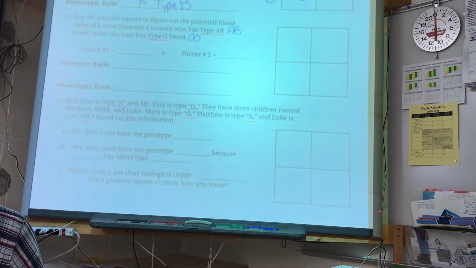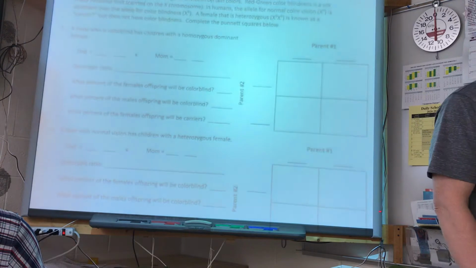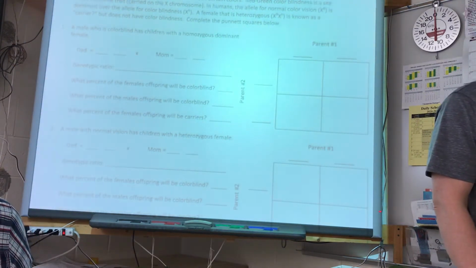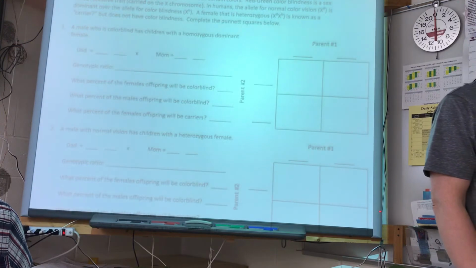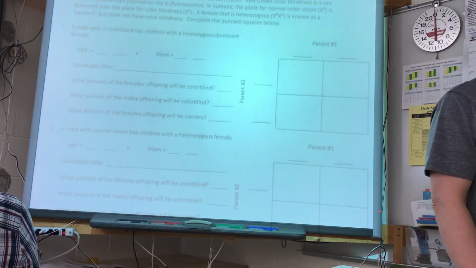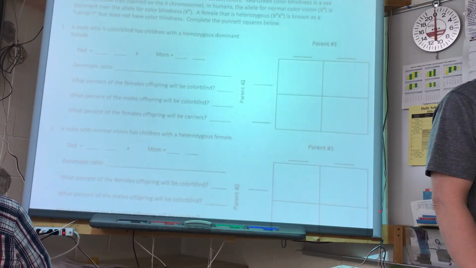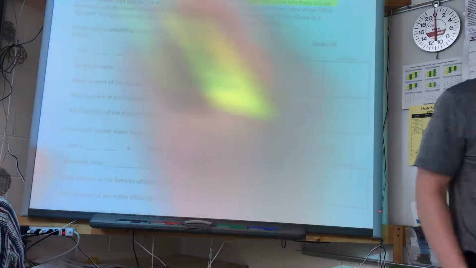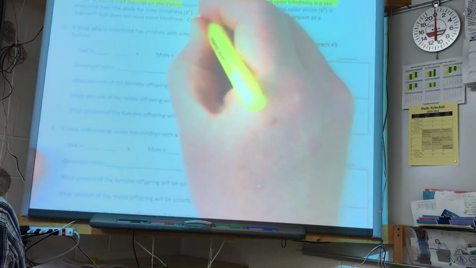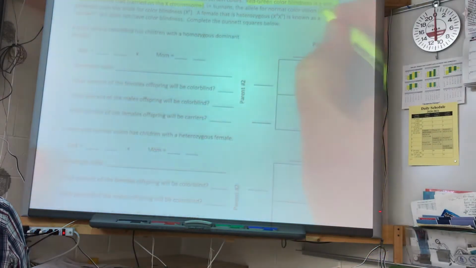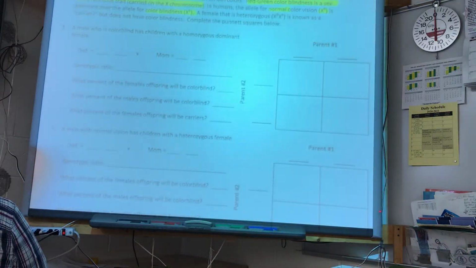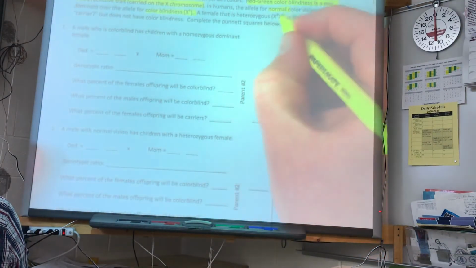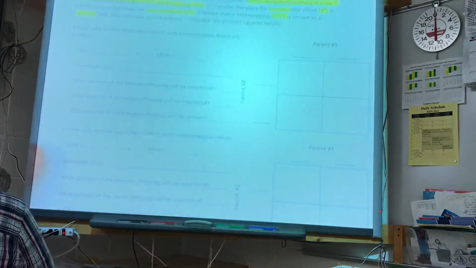All right, then the last mode of inheritance is something called sex-linked. Just to review, sex-linked is tied to your sex chromosomes. Remember, female is XX, and if there's a Y, it's a guy, the male. So keep that in mind. There are certain traits that are carried on the sex chromosomes. Generally, they're carried on the X chromosome. There are a few that are carried on the Y, but the ones we tend to talk about are carried on the X chromosome.